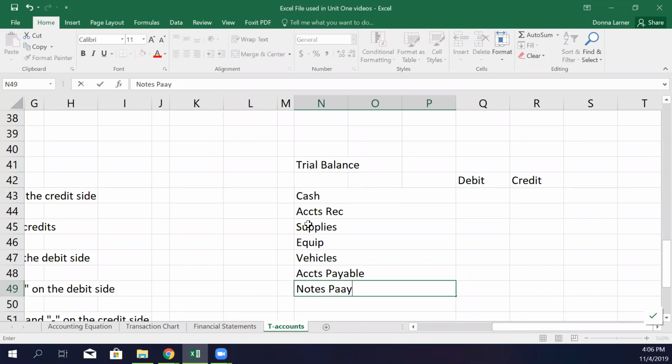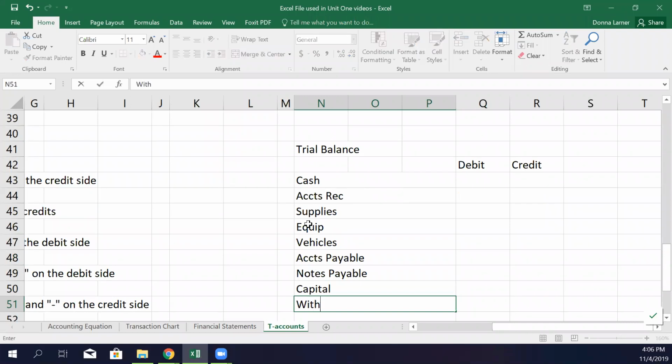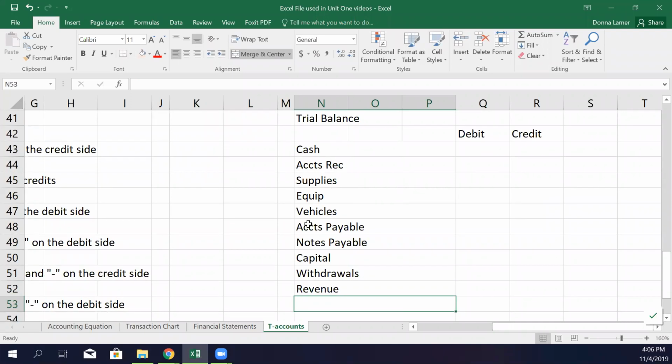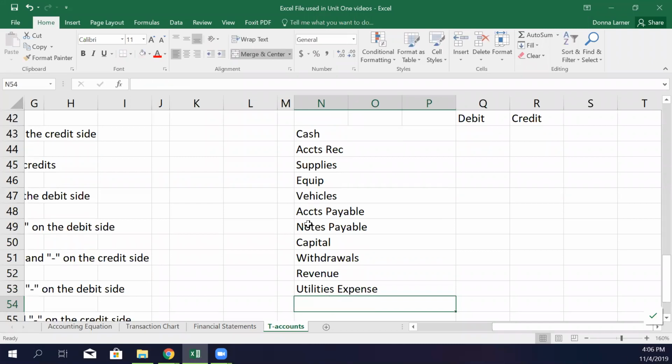Notes payable, and I'm just going to put capital. It should be the owner's name, comma, capital. Again, abbreviating. Utilities expense, and cell phone expense. So these are all the T accounts that we have.